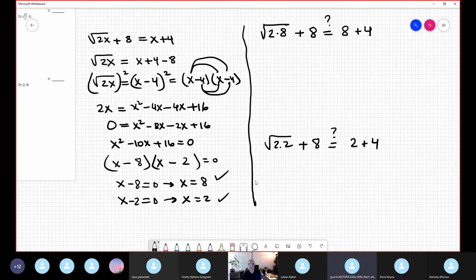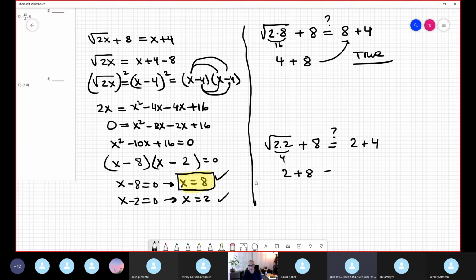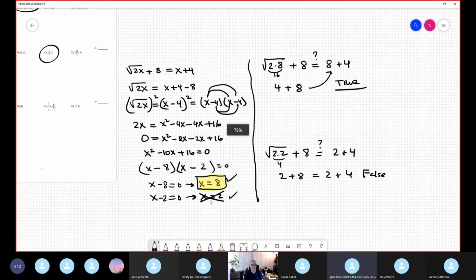2 times 8 is 16. This is 16, and square root of 16 is 4. It's obvious that it's true. Therefore, the solution 8 is super good. And what about 2? 2 times 2 is 4, and square root of 4 is 2, and 2 plus 8 never is equal to 2 plus 4. Completely false. Therefore, x equals 2 doesn't work, and the only solution that we have is 8.